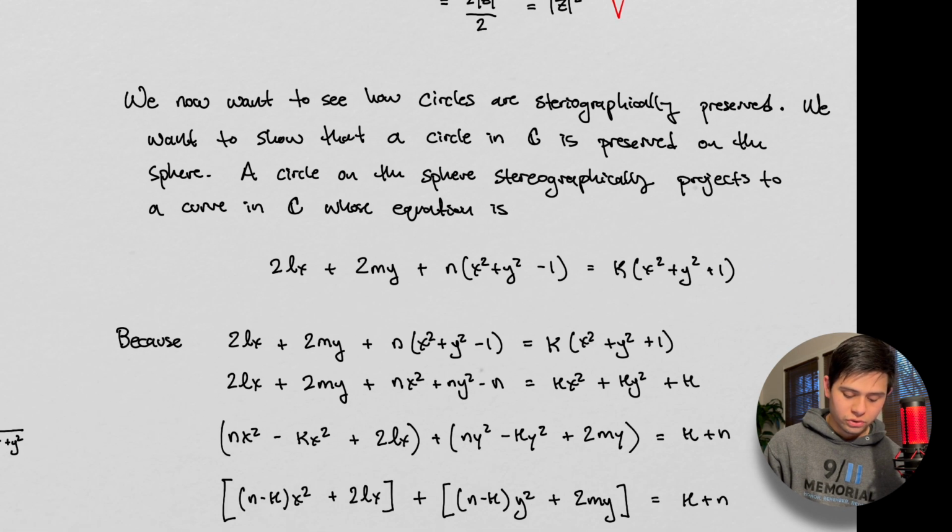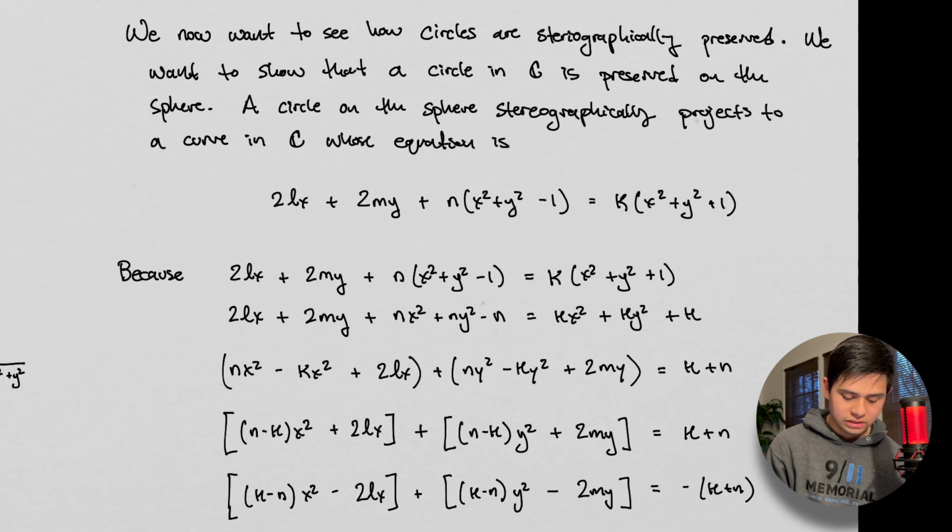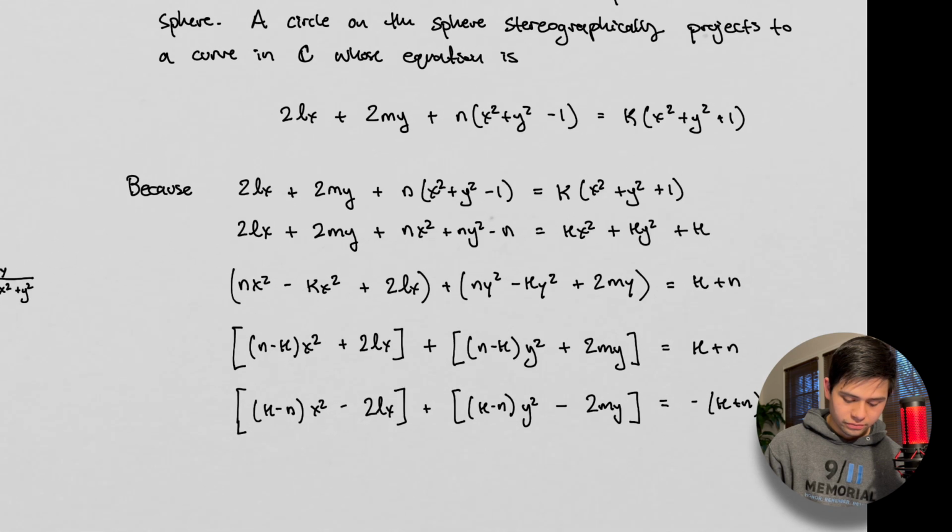Okay, so now we want to see how circles are stereographically preserved. We want to show that a circle in C is preserved on the sphere. A circle on the sphere stereographically projects to a curve in C, whose equation looks like this. Because if we start with this equation and rearrange a few things, we're multiplying things out.